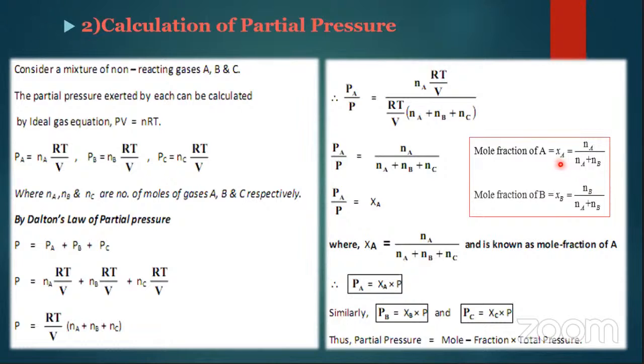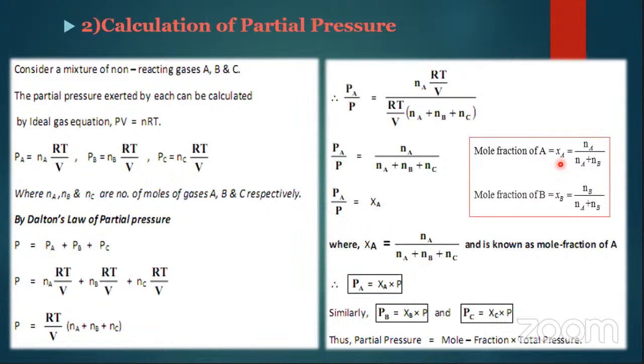Mole fraction means simply the fraction of a substance to the total, just like percentage. For example, the percentage of chemistry marks in your total marks. Suppose you are an MPC student, and maths, physics and chemistry combined you got only 100 marks, and your chemistry marks are 20. What is the marks fraction of chemistry? Simply chemistry marks by total marks. What is the percentage of chemistry? Chemistry marks by total marks, into 100. If 100 is not taken, it will become a fraction. If 100 is taken, it will become a percentage.